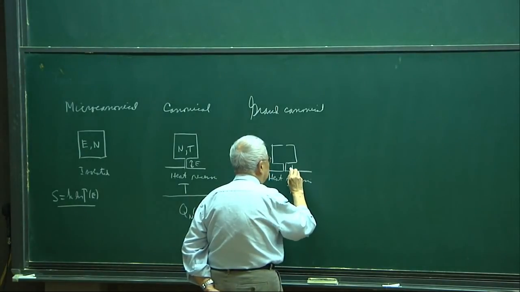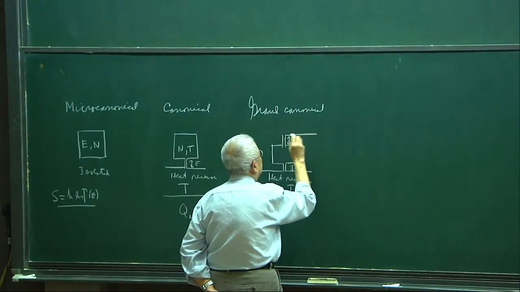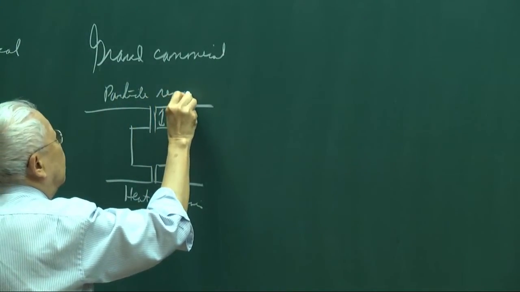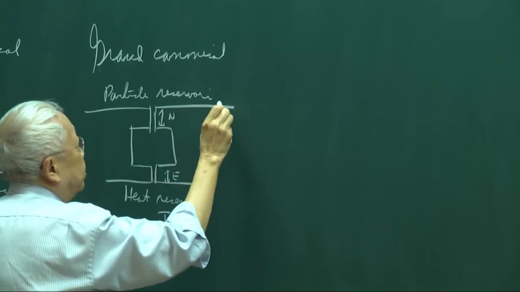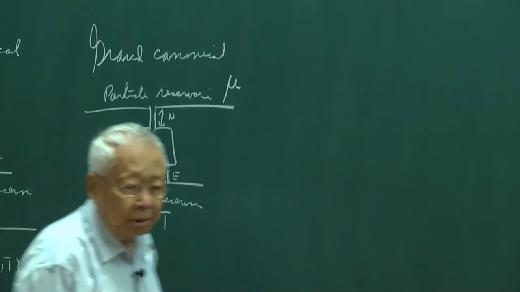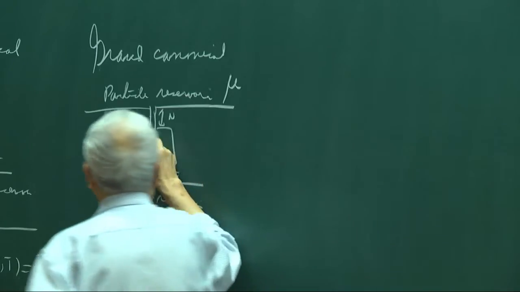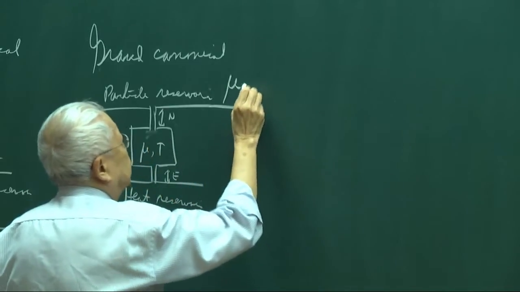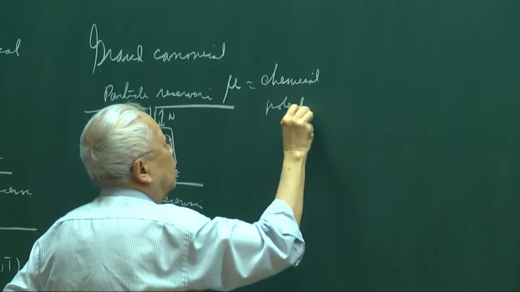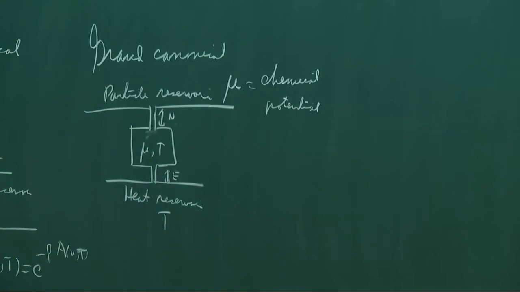So the temperature is T, and you exchange energy. But in addition, you exchange particles with another particle reservoir. And this is specified by a chemical potential mu. So N is no longer fixed, but it fluctuates about an average value. And that average will be determined by the chemical potential mu. So this system is now determined by mu and T. Mu is chemical potential. So this would be the most flexible ensemble to describe a physical system.